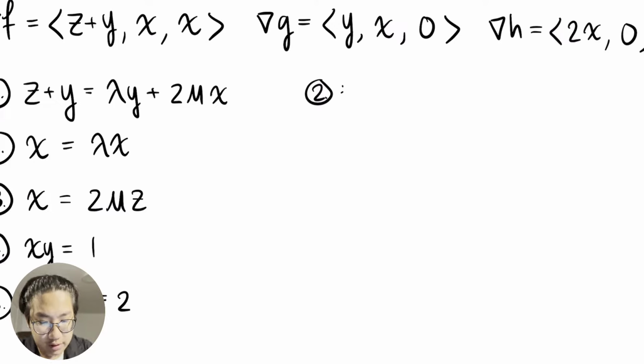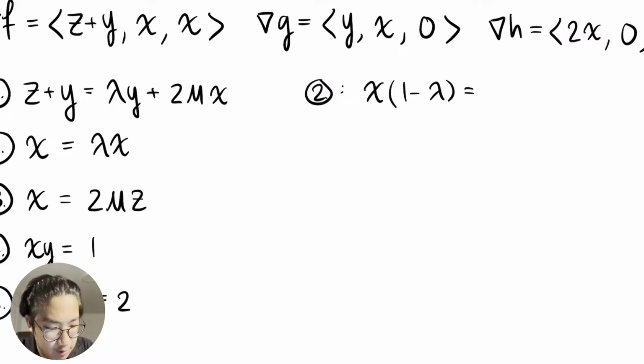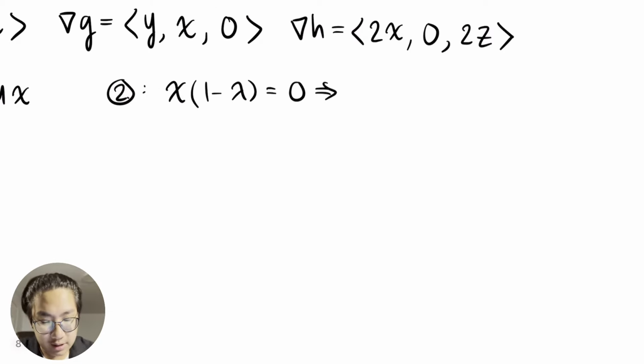So from 2, we notice that we have x is equal to lambda x. If we subtract the lambda x to the other side, we then get x, and then we can factor. So we have x times 1 minus lambda is equal to 0. Meaning we can then solve for x using the zero product rule. We know that x is either equal to 0 or lambda is equal to 1.